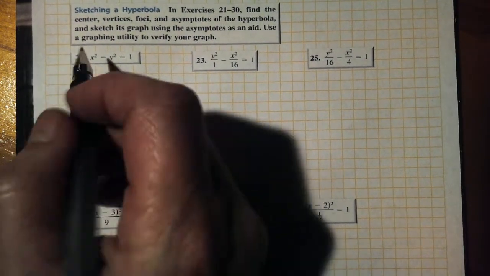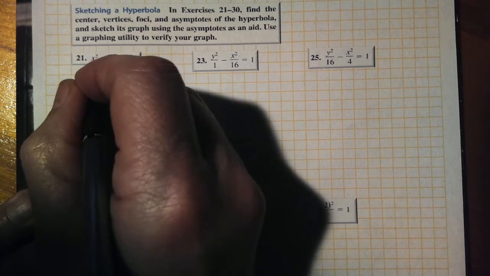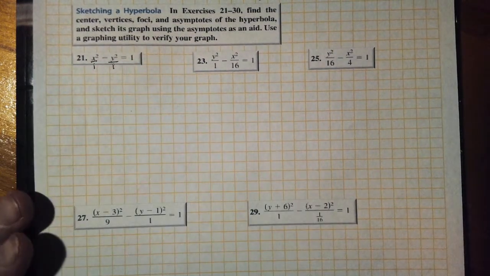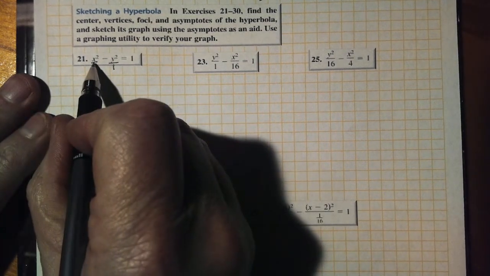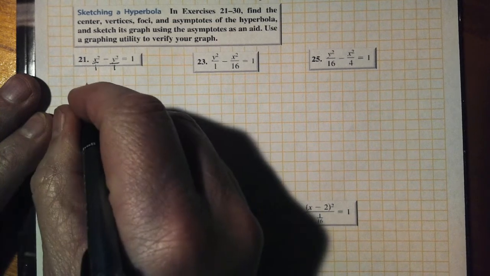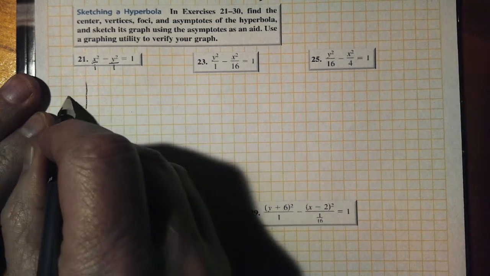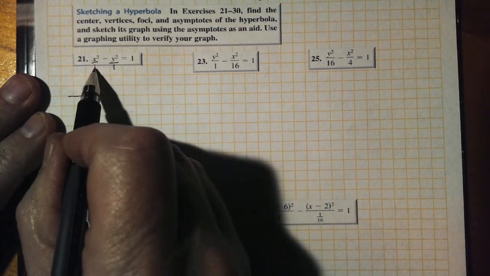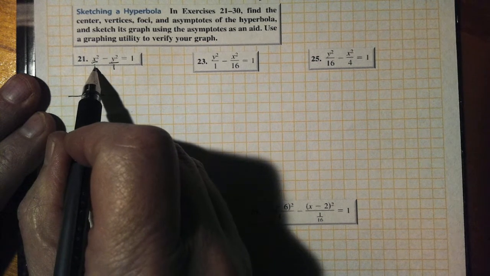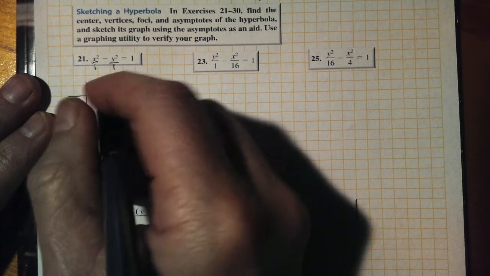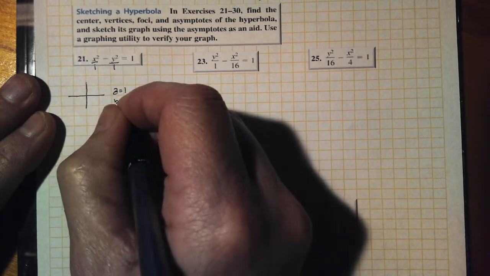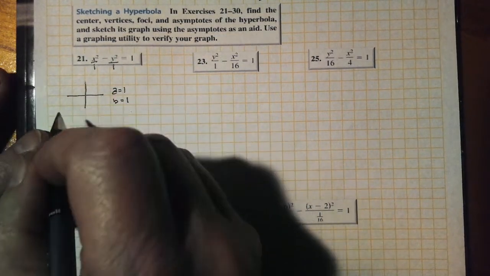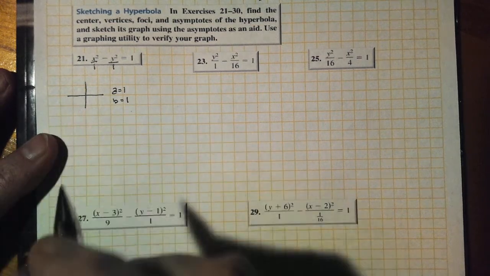So here's what I know. This is x squared on 1, y squared on 1. This is in standard form. They just didn't have the 1's there. So this opens right and left. A is 1 squared, therefore A is 1. B is 1. So we've got, I should make a bigger graph.